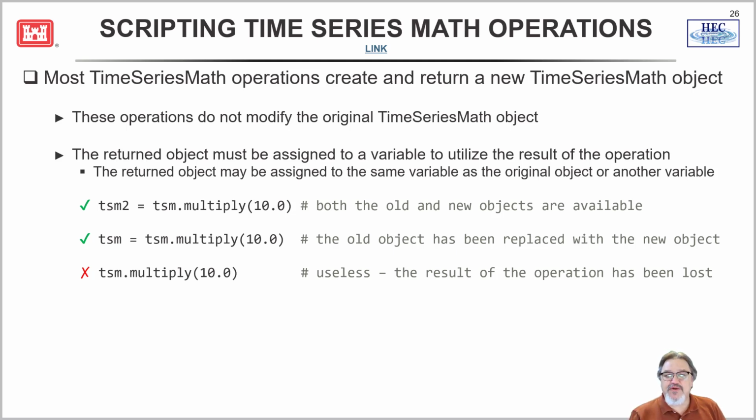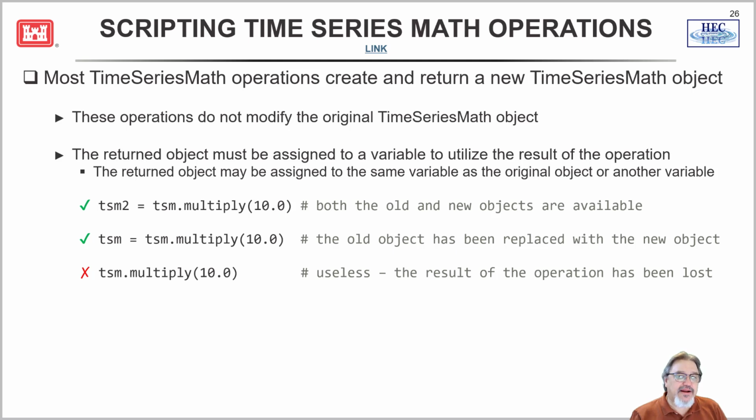TSM2, it's another time series math object. And it is the result of multiplying the first time series math object by 10. So TSM.multiply 10, capture that back into TSM2. Now you have TSM and TSM2 available in your script to work with. If you do not need both of them, you can simply capture the return of the multiply operation back into the same variable name. So we reassigned the old object to the result of the multiplication.